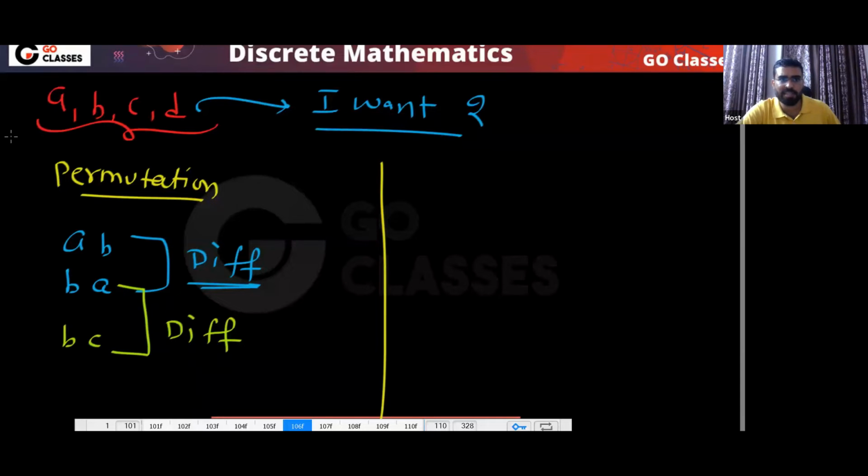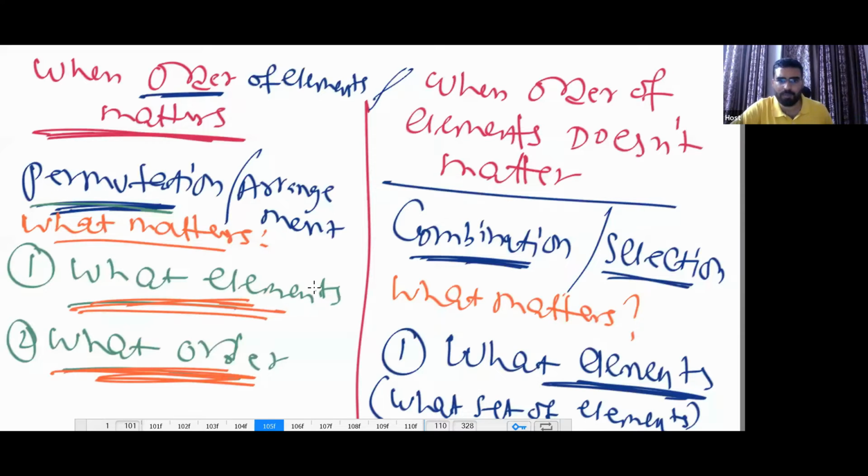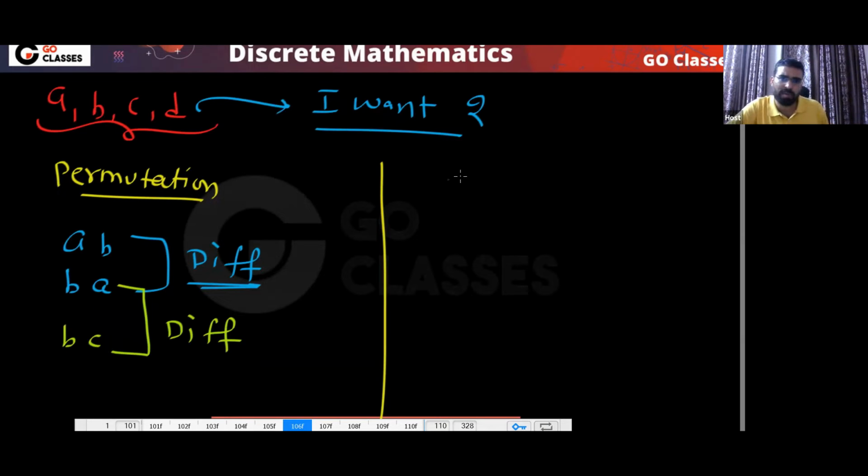So what are the elements? Like here A, B are the elements. So their order will matter. Here B, A, here B, C. So they are different elements. So these two things will matter in permutation. In permutation, what are the elements? What is their order? And in combination, what matters?